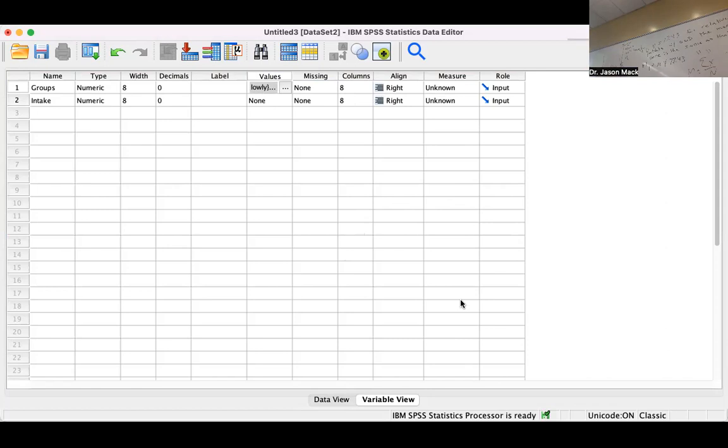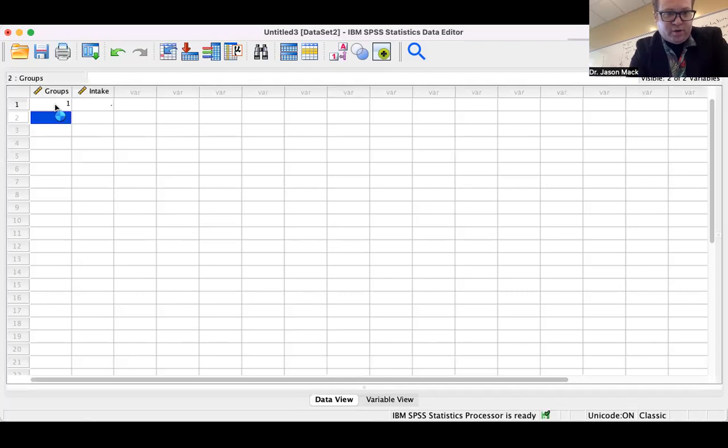Then we're going to click on the data view tab right here. And then we're going to enter 1 in the first 6 cells, and then 2 in the next 6 cells. So we're going to go 1, and then we're going to go 2. So you should have something that looks like that. And then we're going to enter the slow group and the group eating fast. So group should be 1 all the way down to 6, and then 2 all the way down to 12.